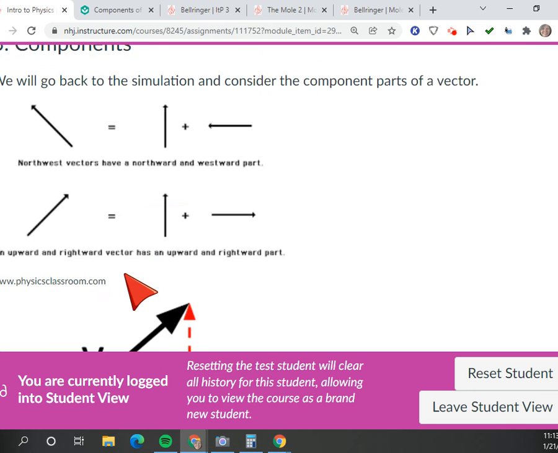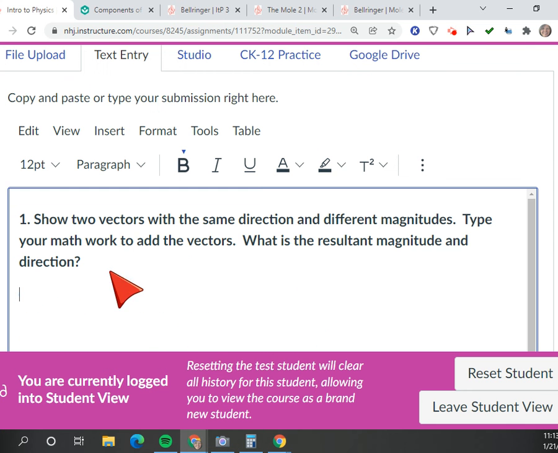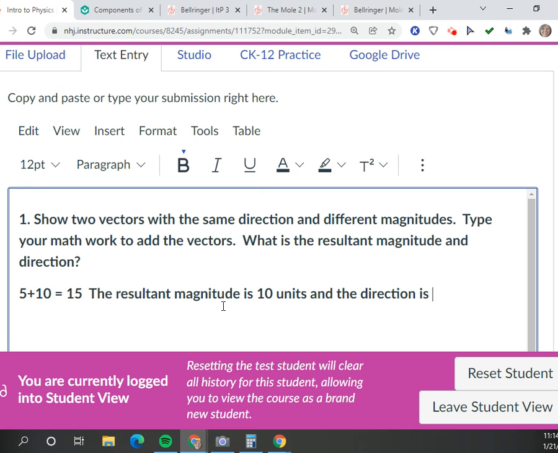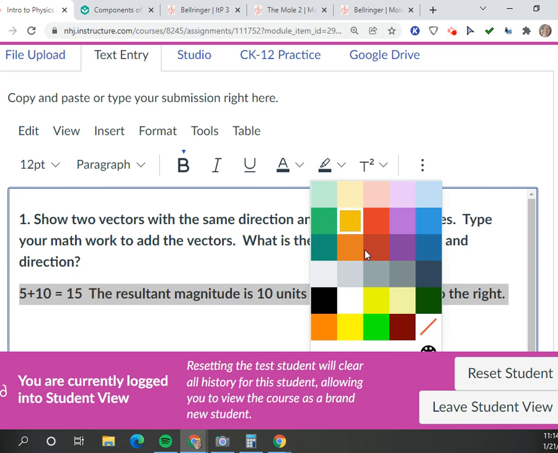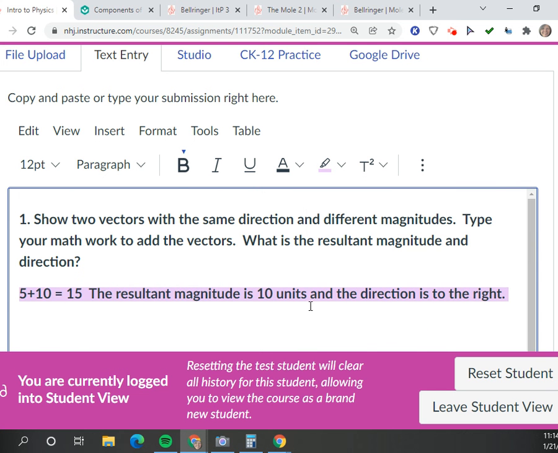So when I come down to my answer, I'm going to say 5 plus 10 equals 15. What is the resultant magnitude and direction? So then I need to answer that using those words. The resultant magnitude is 10 units, and the direction is to the right. Okay. So that's really all. You don't have to screenshot anything. There's your answer. If you want to be super official, you can highlight your answer in some color so I know what your answer is.